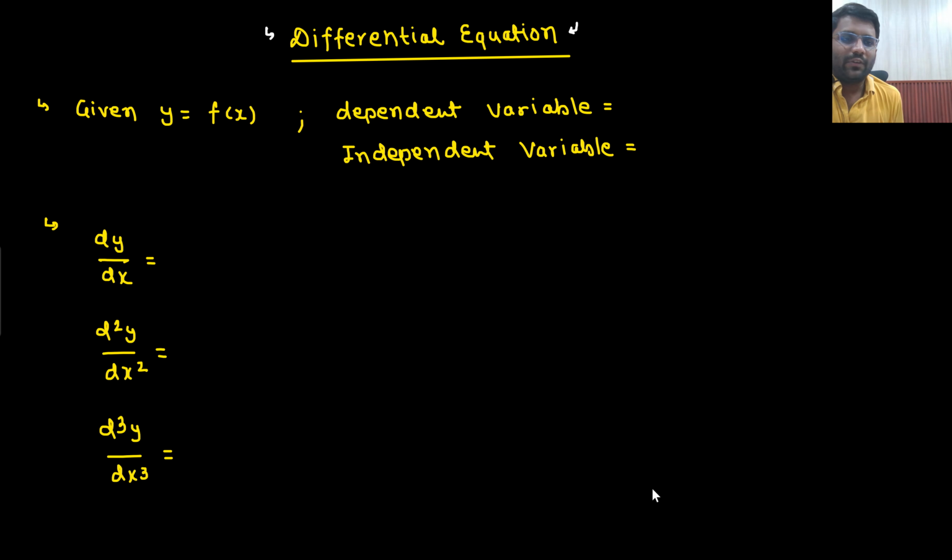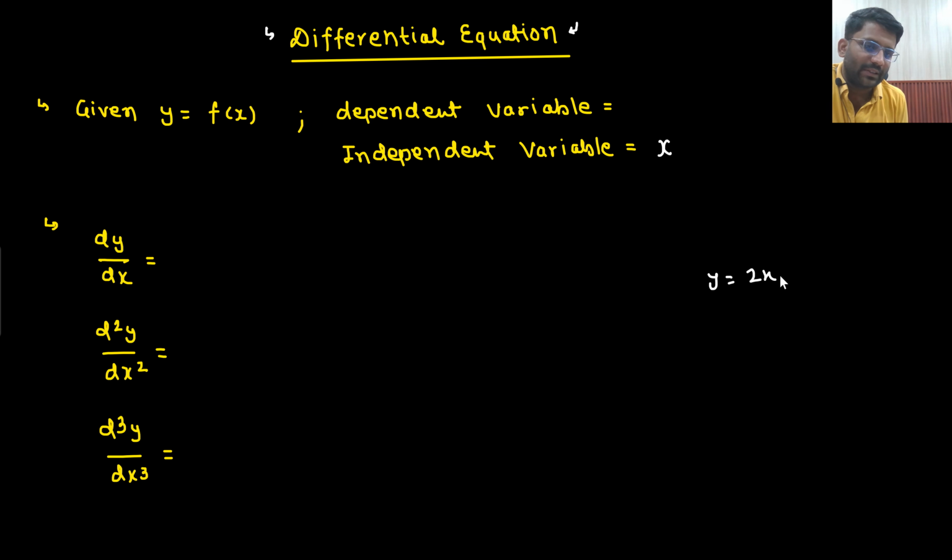Have you seen y equals f(x)? Yes, sir. y is a function of x. What is the meaning of y equals f(x)? y is a function of x, so your independent variable is x. You can put any value of x. x can take the value 1, 2, 3, 4, minus 5, minus 3, minus 3.5, under root 2, under root 3. Whatever value x takes, based on that, y will give you some output.